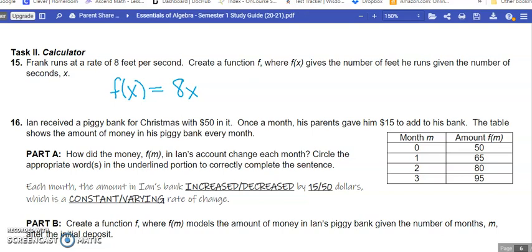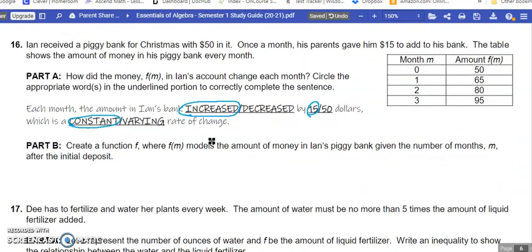Each month, the amount in Ian's bank increased by $15, which is a constant rate of change. Up 15, up 15, up 15, increasing, and it's a constant number that's increasing by.